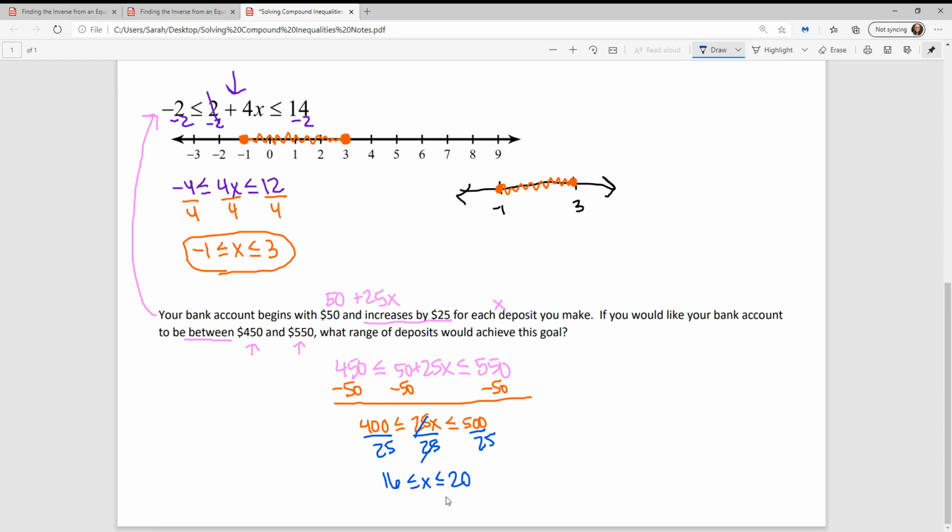So this solves the inequality, but since it's a word problem, we usually describe our answer with words. What was x representing? X was our number of deposits. So if I make anywhere between 16 and 20 deposits, I will end up in that $450 to $550 range. 16 deposits exactly will give me exactly 450. 20 deposits exactly will give me 550. Numbers in between will give me a number in between those two numbers in terms of what's in my bank account.